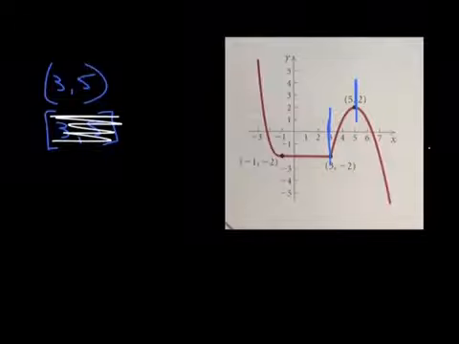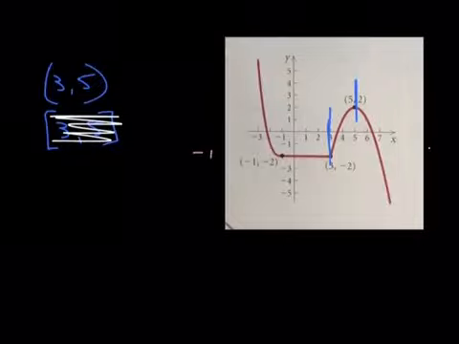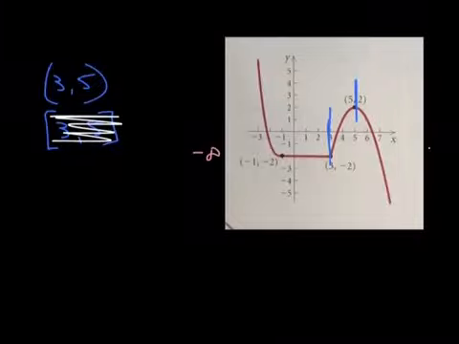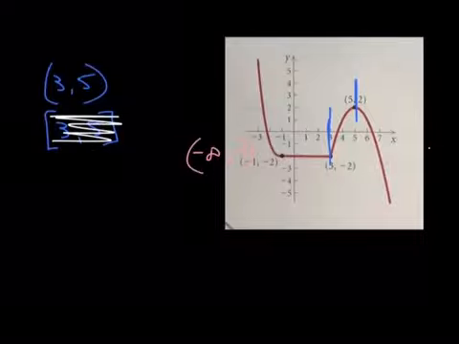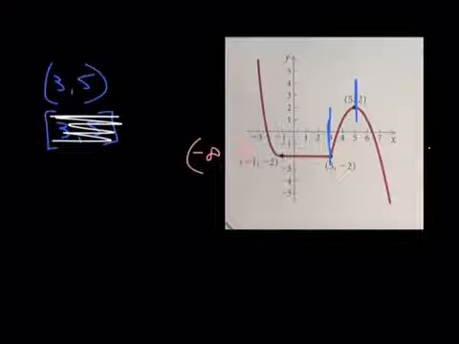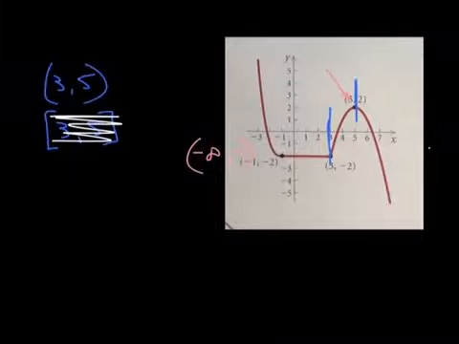All right, and then B says, where is it decreasing? Well, it's decreasing at a couple different points. It's decreasing from negative infinity to negative 1, rounded, and then it's also decreasing from 5 to infinity.